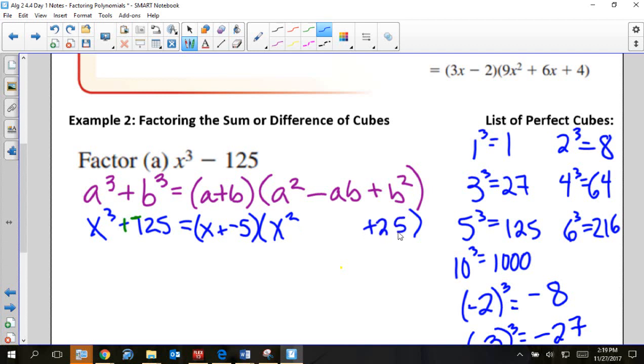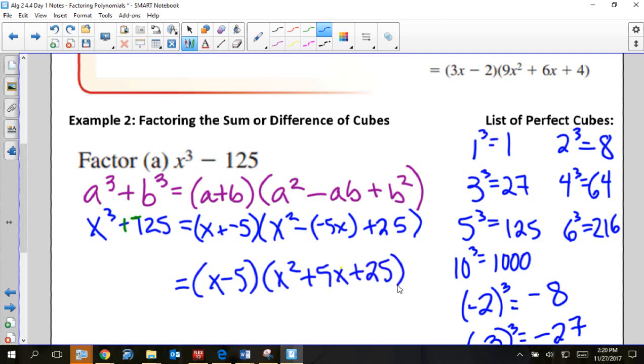Then in the middle, I do minus, then I have to multiply a times b. So a and b are these two things right here. What's x times negative 5? Negative 5x. So now I'm just going to clean up what I have, get rid of some of those extra signs in there. What I have factoring is x minus 5, and then x squared plus 5x plus 25. That's using a formula.